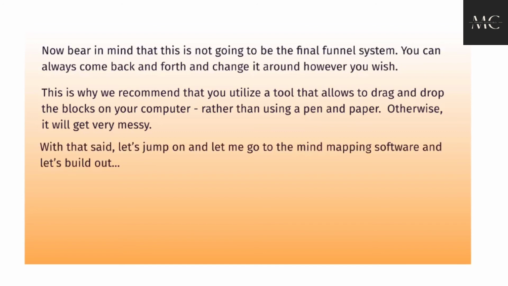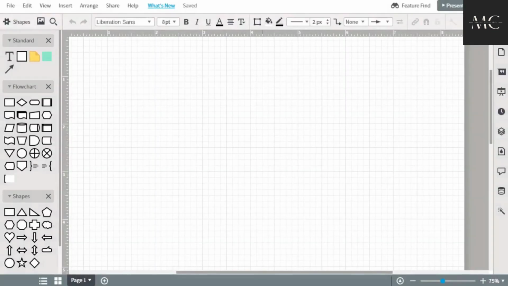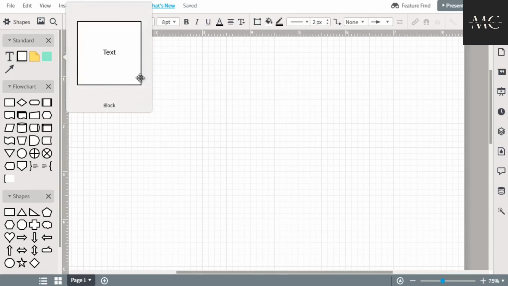Let's go to the mind mapping software and let's build out the survey funnel. Okay, so like I said, I am using a site called lucidchart.com. That's LUCID chart.com. This site is great and I highly recommend it if you can. It's not too expensive. There's a very small monthly fee, but I think it's about $2 to $4 max per month, and it's really worthwhile at the end of the day.